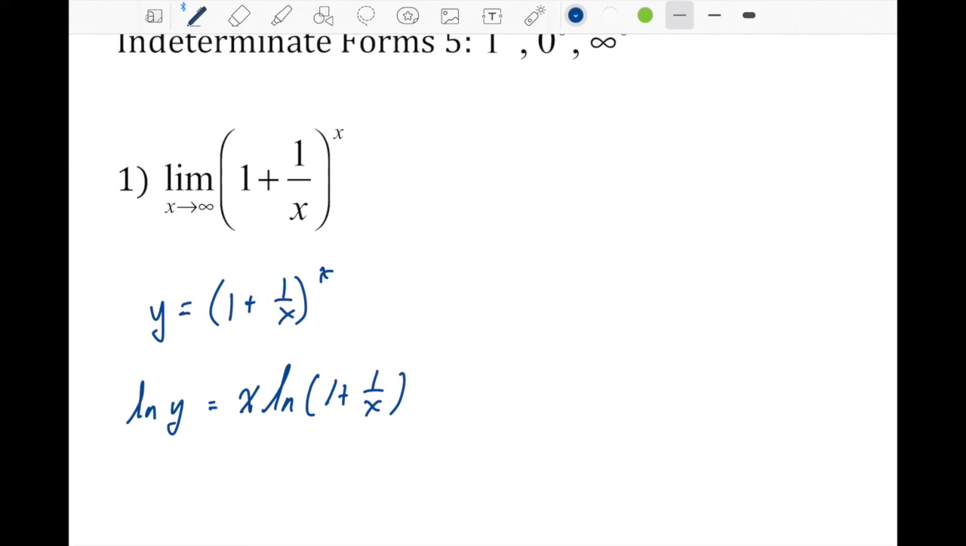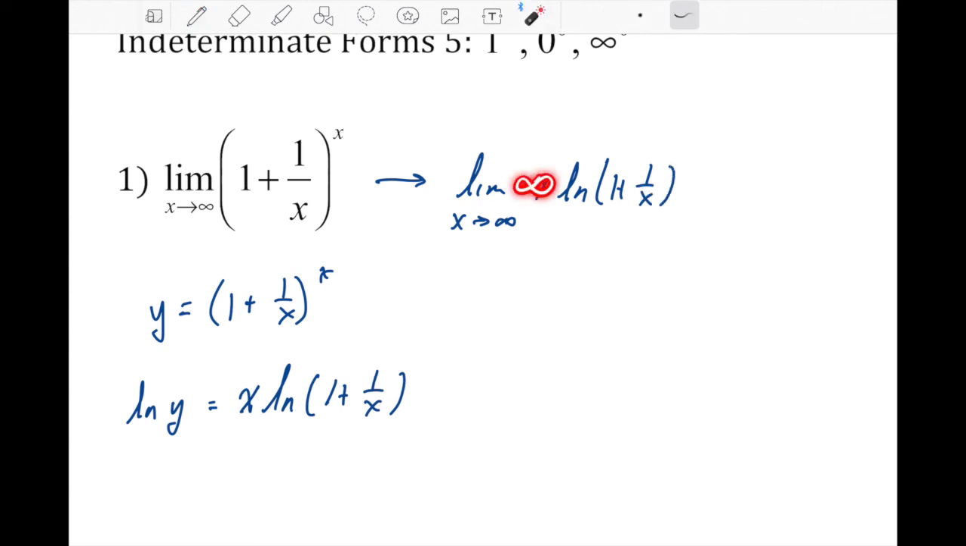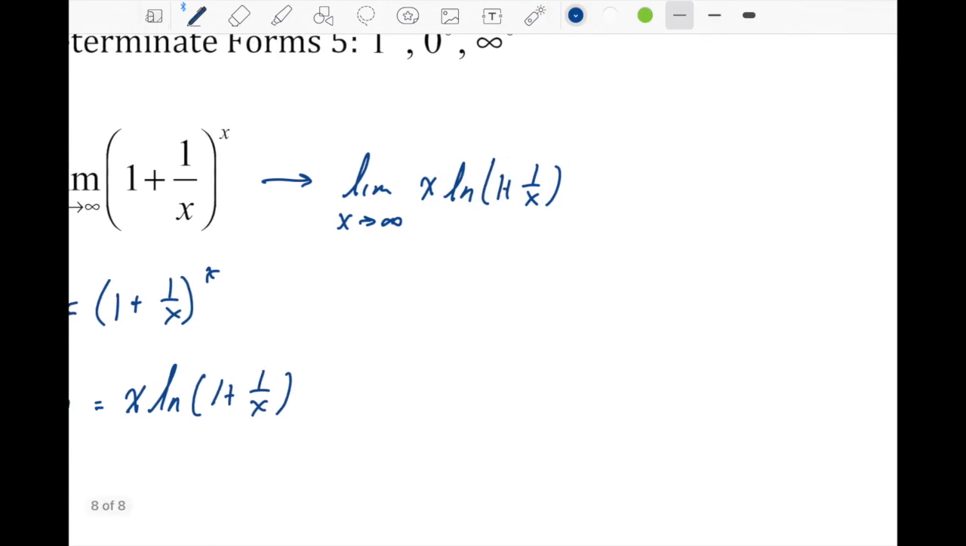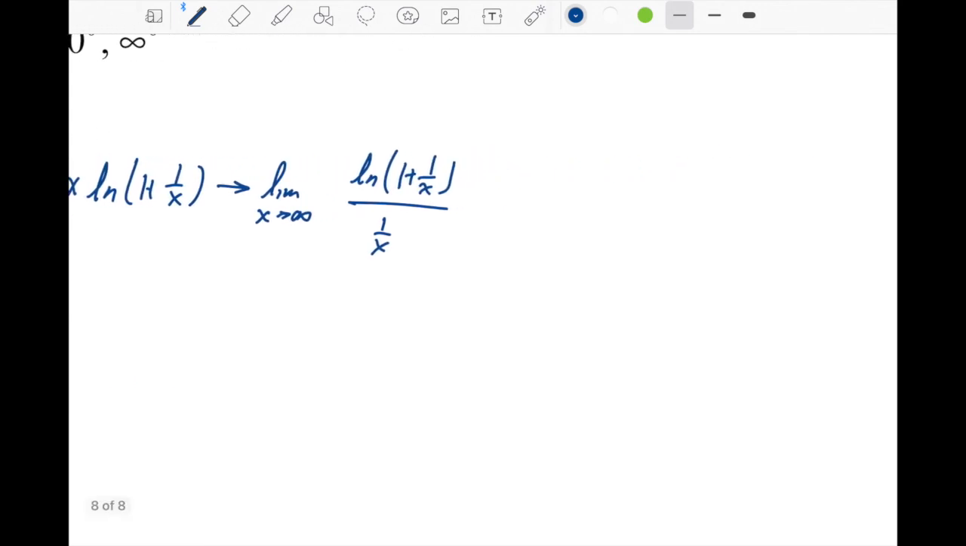Now, I'm taking the limit of this. I'm going to rewrite this as the limit as x approaches infinity of x ln(1 + 1/x). If we substitute in, that's going to be infinity, that's going to be 0, since natural log of 1 is 0, that's infinity times 0. Infinity times 0, we can work with that. So this is going to become the limit as x approaches infinity of ln(1 + 1/x) over 1/x. Now we can apply L'Hôpital's rule.